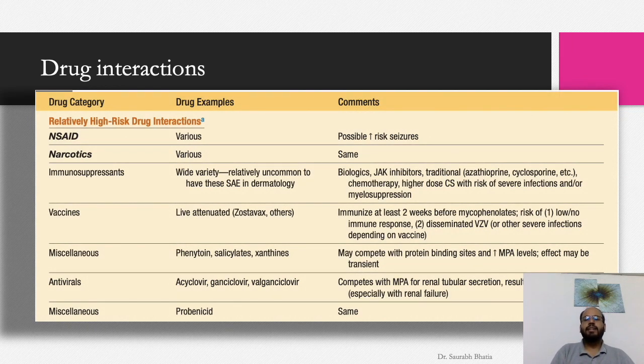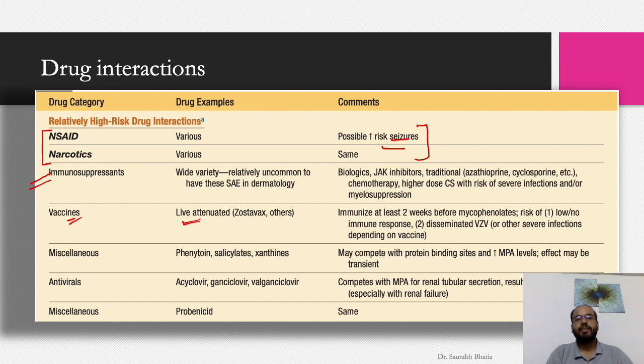Now, drug interactions. We'll just discuss some common ones. For example, NSAIDs and narcotics lead to increased seizures. The mechanism is unknown. Just remember that use with narcotics, phenytoin, or NSAIDs leads to an increased risk or increased chances of seizures. Using with other immunosuppressants can lead to increased chances of lymphomas, increased chances of infection, and additional side effects.